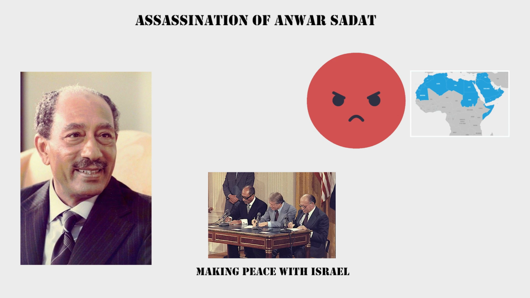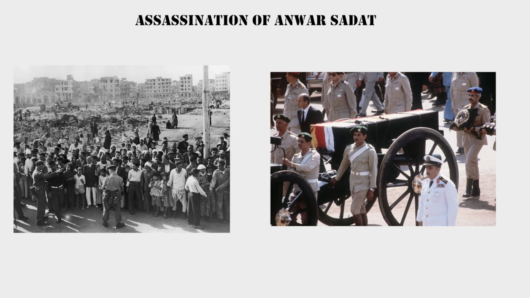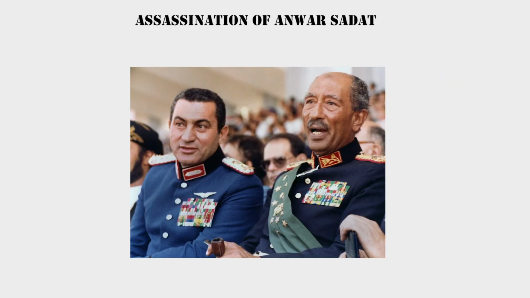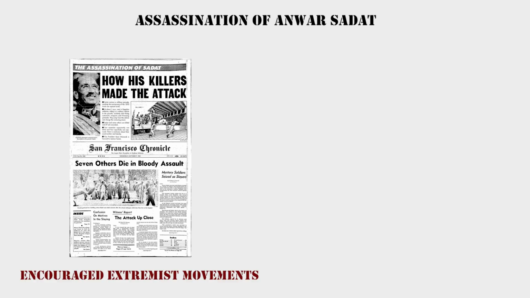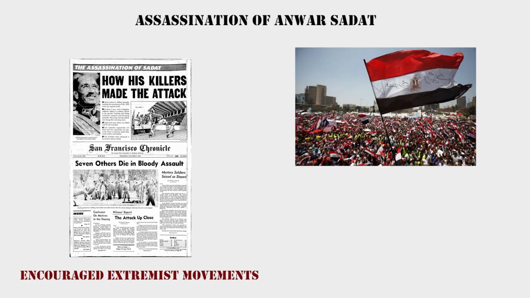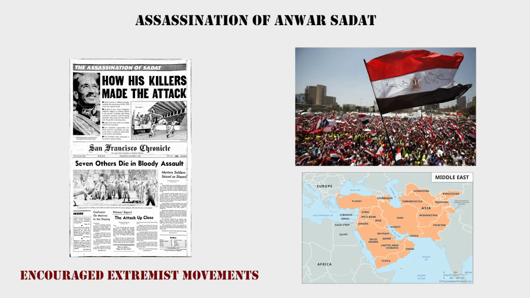His death threw Egypt into political uncertainty, and although his successor Hosni Mubarak maintained the peace treaty, tensions in the region remained high. The assassination encouraged extremist movements, destabilized Egypt's domestic politics, and influenced the trajectory of Middle Eastern conflicts for decades.